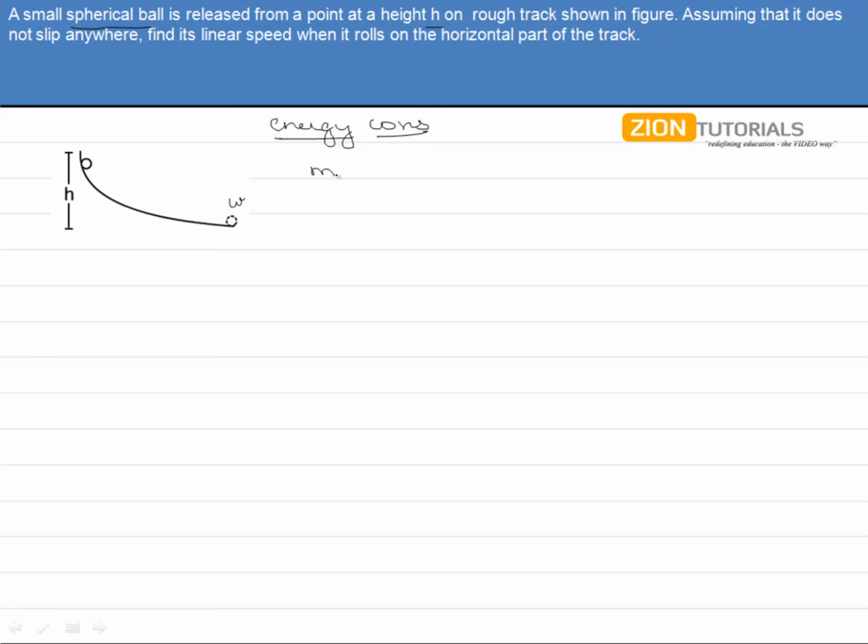in which we can write down the initial energy being mgh because it is at a height of h, being converted into rotational kinetic energy, that is half I omega square, and the linear kinetic energy, that is half mv square.